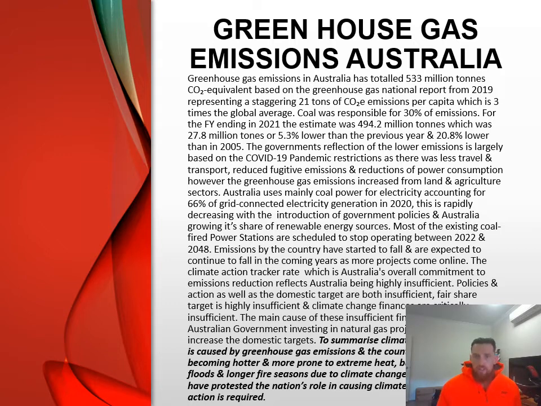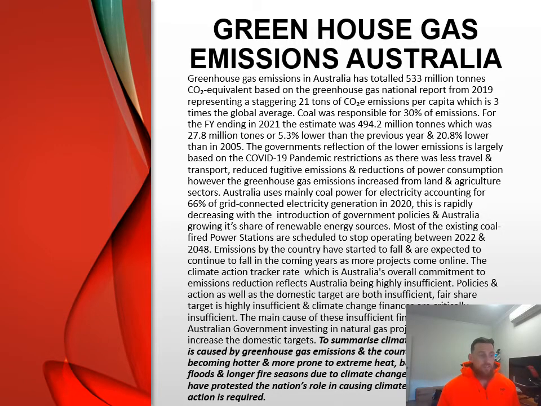The Climate Action Tracker, which rates Australia's overall commitment to emissions reduction, reflects Australia being highly insufficient. Policies and action, as well as domestic targets, are both insufficient. Fair share target is highly insufficient, and climate change finances are critically insufficient. The main cause of these insufficient finances is due to the Australian government investing in natural gas projects and the refusal to increase the domestic targets.